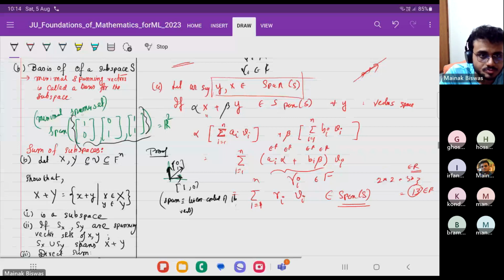So next would be sum of subspaces. This is also a very simple thing. This you can only tell me. So if you have understood, just wait. I'll just go back and rejoin.